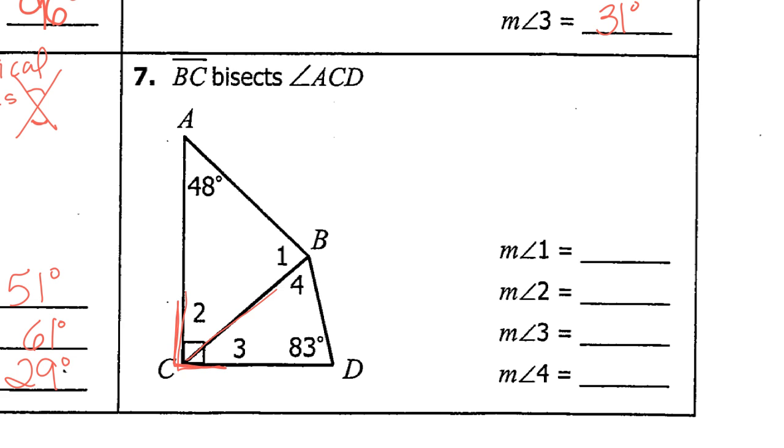Number 7 says that segment BC bisects angle ACD. Angle ACD is 90 degrees. So if BC is bisecting it, that means it's cutting right through the middle, which makes angle 2 and angle 3 both 45 degrees.